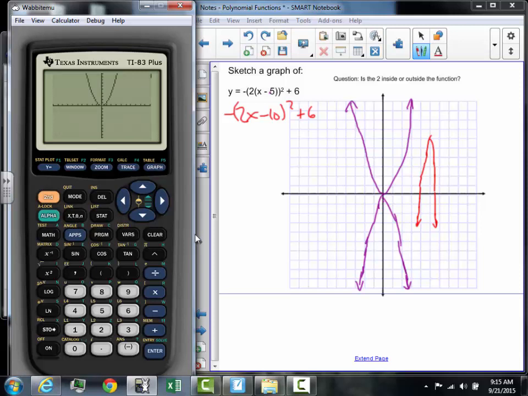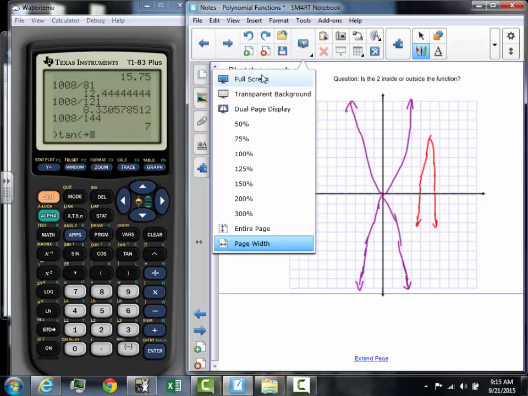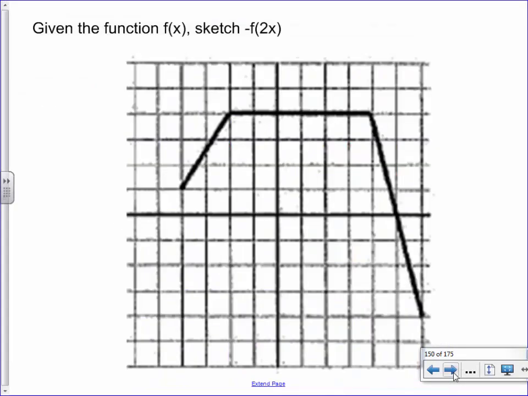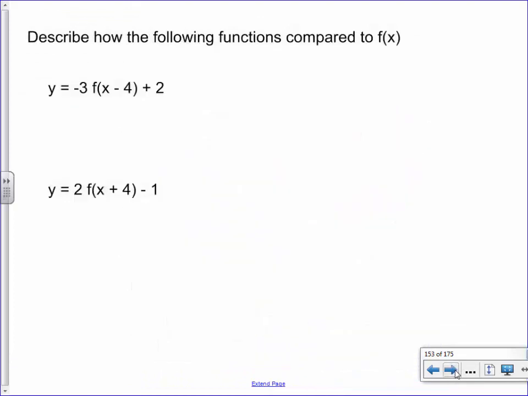So here's our first parabola. And then hopefully over here we see a slightly thinner parabola, upside down, over and up. Okay, let's fast forward to some different slides then. Okay, why don't we do this one first? This one just asks us to put into words what would happen to a function.